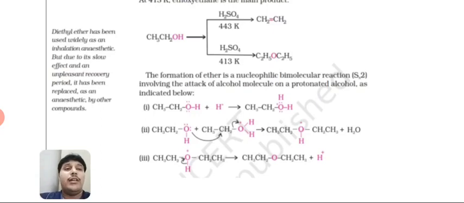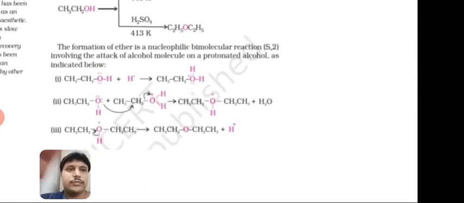So once again, suppose there is a question: complete the reaction, ethanol at 443 Kelvin in the presence of H2SO4. The product is ethene, and if the only change is 413 Kelvin instead of 443, then ether is formed.